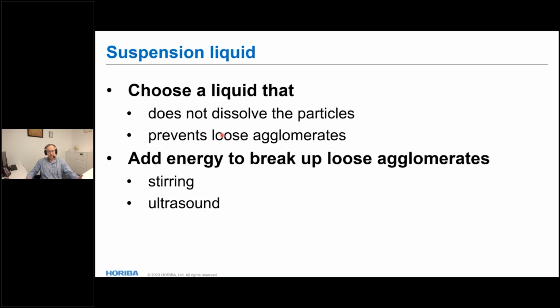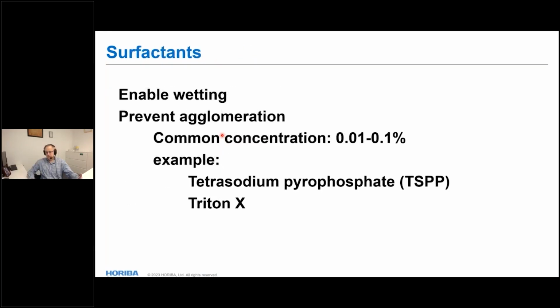You may decide you need to add energy to break up loose agglomerates, either with stirring, if you're lucky, or shaking. And if you're less lucky and you need to add more energy, you might use ultrasound. So to suppress agglomeration, and to bring things into suspension, you might find yourself using surfactants.